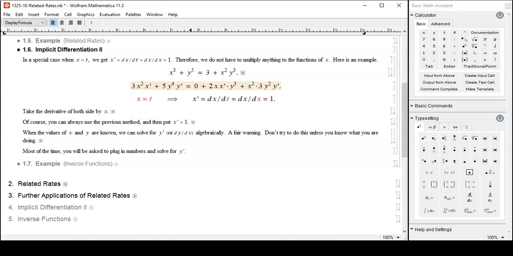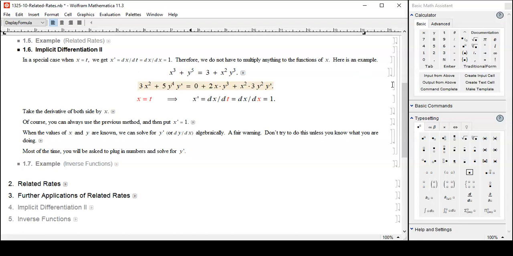But then again, remember here, x prime is 1, because x and t are the same. So x prime is 1, so multiplying by 1 won't change anything. And here, x prime again, multiplying by x prime is multiplying by 1, so it doesn't change anything. So there goes the implicit differentiation in a special case, when x and t are the same.